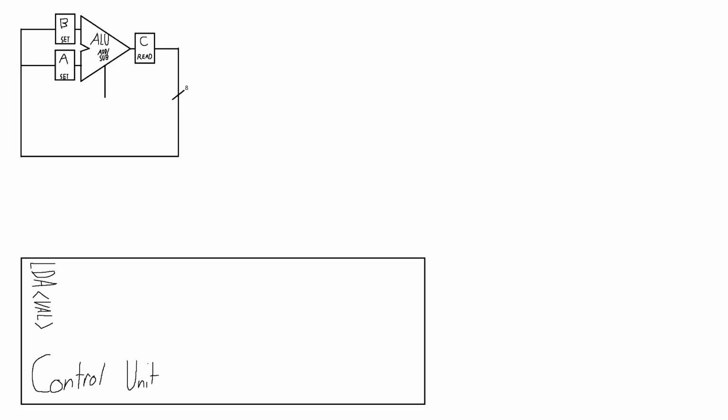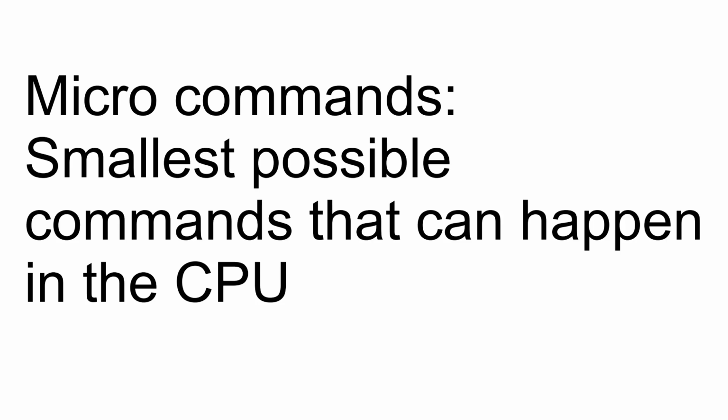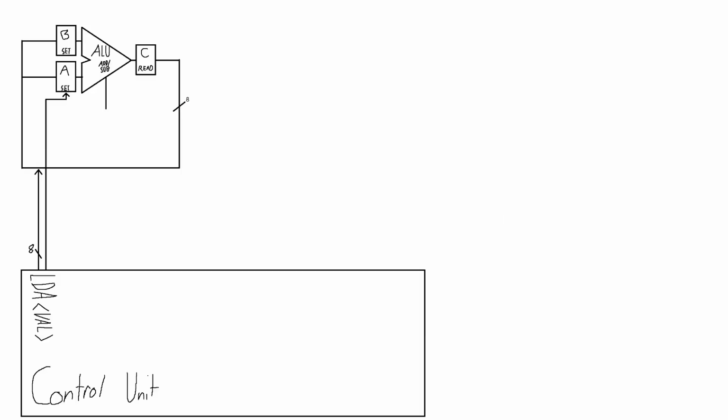Fourth, add the control unit. The control unit is probably the most important part of the CPU, as it controls all the microcommands that execute in the CPU. For example, you'd like to load register A to a number.